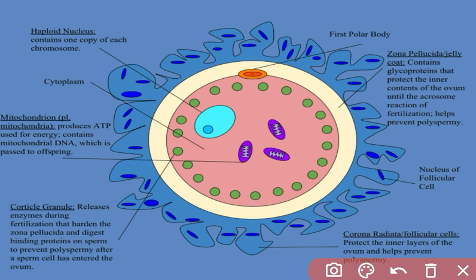Then another layer is there, known as the corona radiata, or a layer of follicular cells. This layer of corona radiata protects the inner layer of the ovum and also helps to prevent polyspermy. This is a nucleus of a corona radiata. Then the zona pellucida is a jelly coat which contains glycoproteins, and these glycoproteins protect the inner contents of the ovum until the acrosome reaction of fertilization. It also helps to prevent polyspermy. So this is about the egg cell.